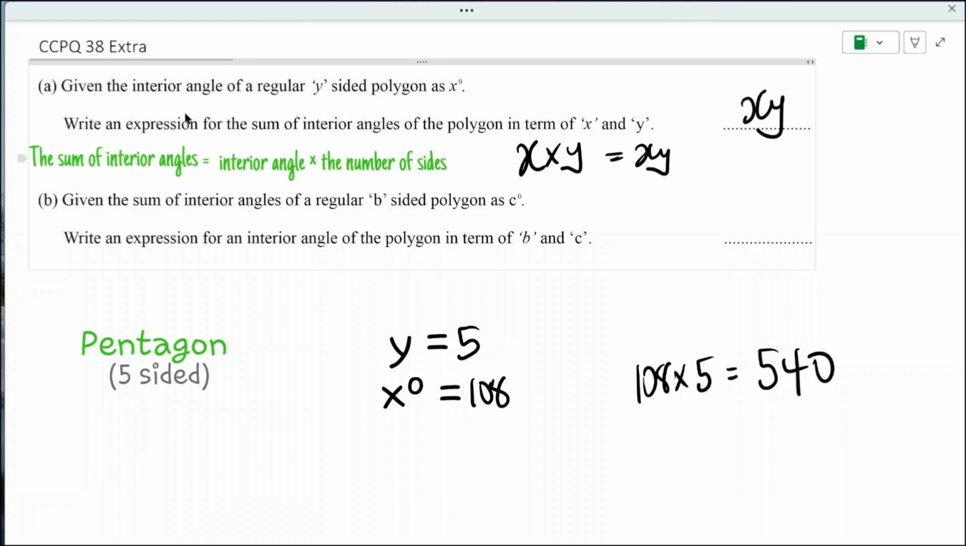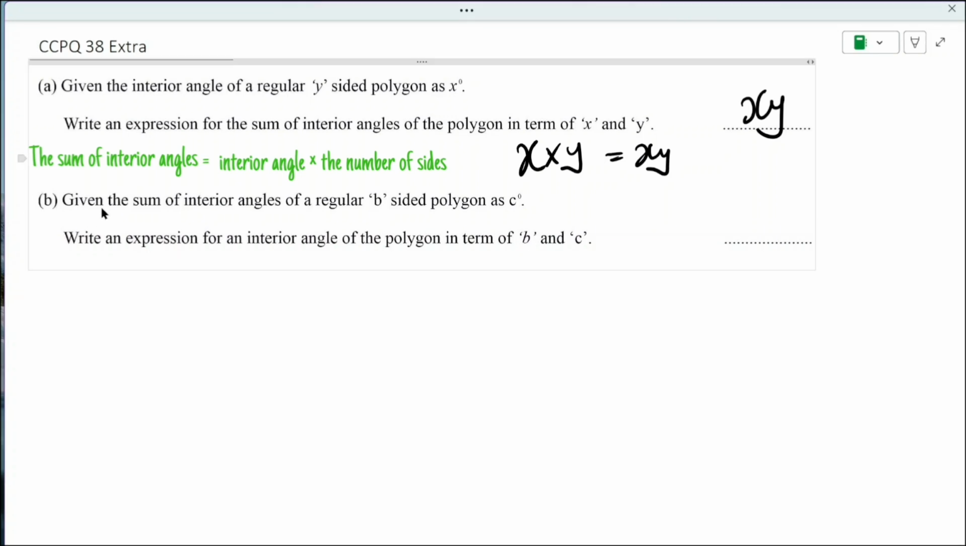So, if you are given an interior angle and the number of sides of a regular polygon, to find the sum of interior angles, you just simply multiply the number of sides by the interior angle given to you. For a regular polygon, all angles are equal, same as all sides. Hope you understand.